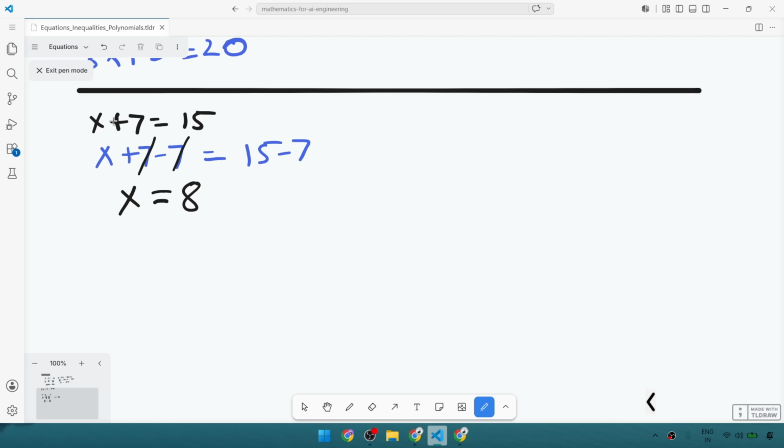You can simply validate this value also. If you will put 8 in place of x, so 8 plus 7, which is equals to 15, right? So 15 equals to 15. Left side equals to right side.